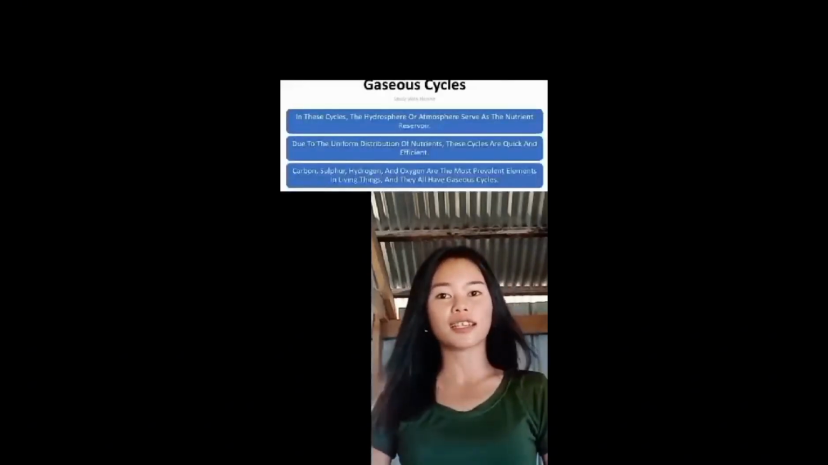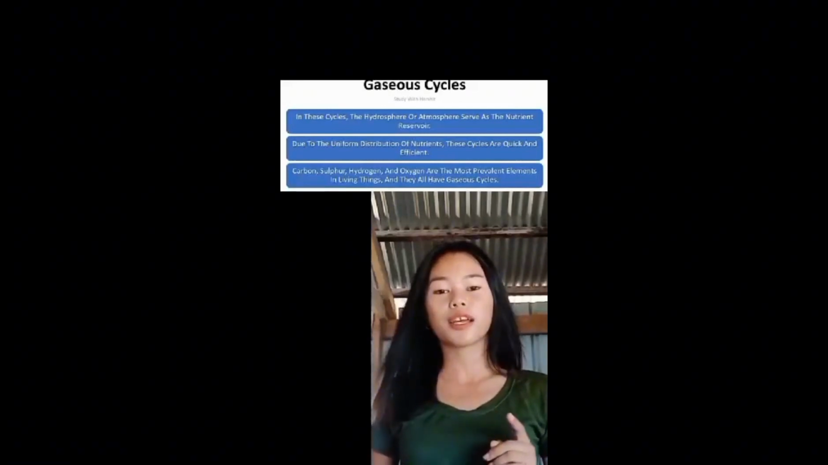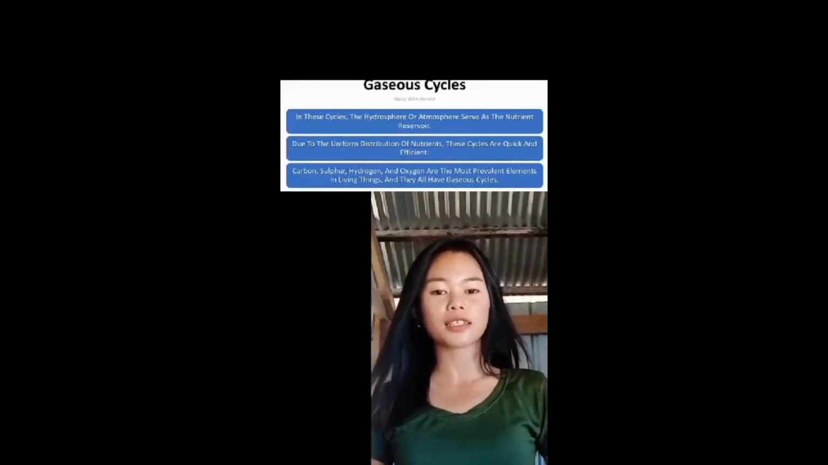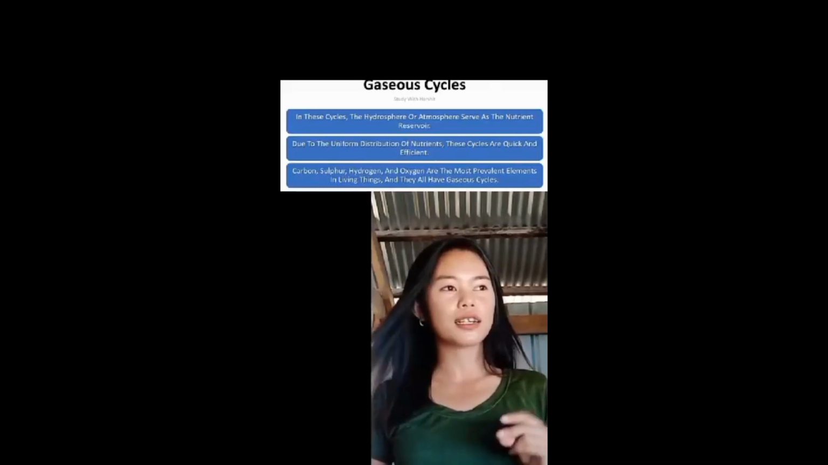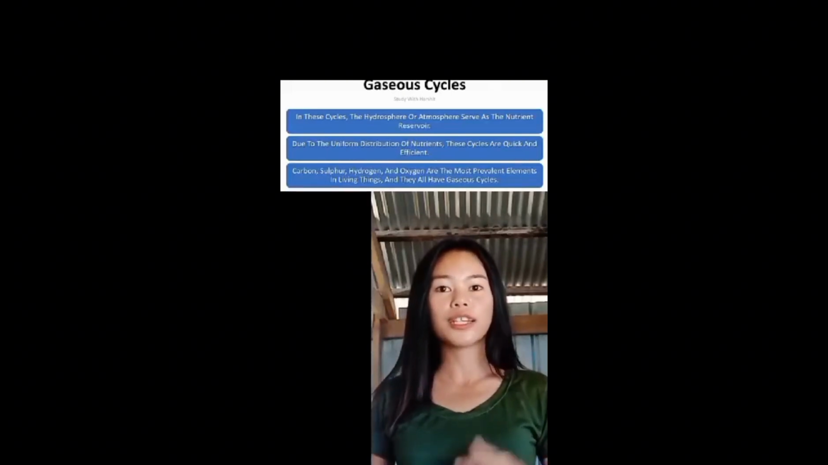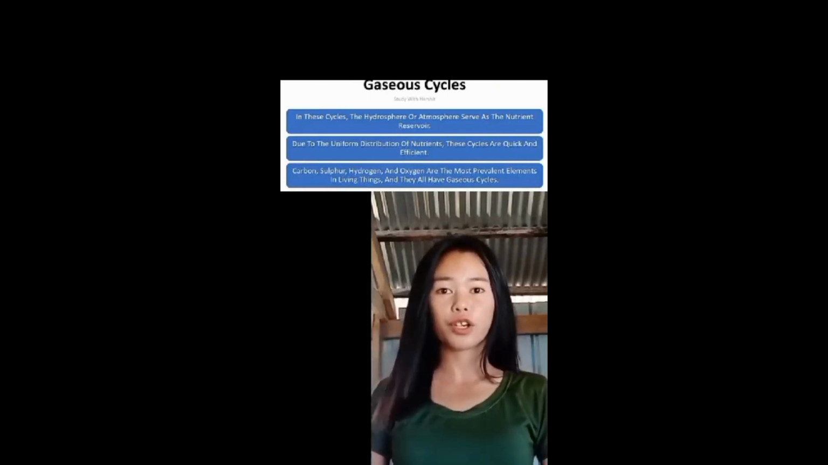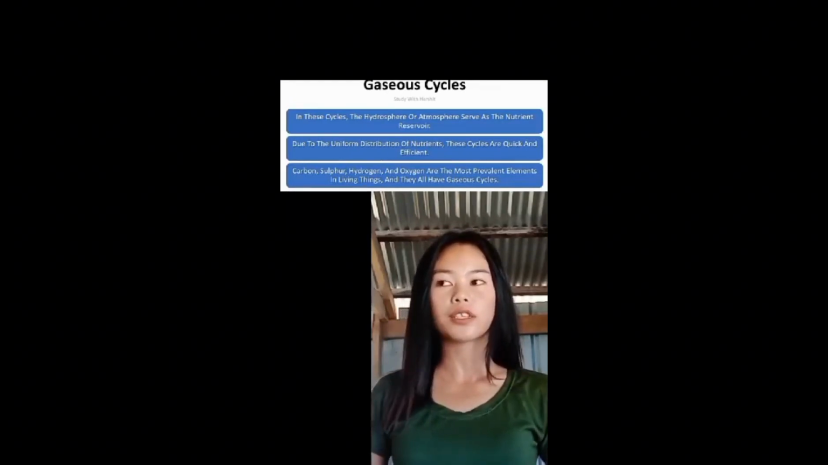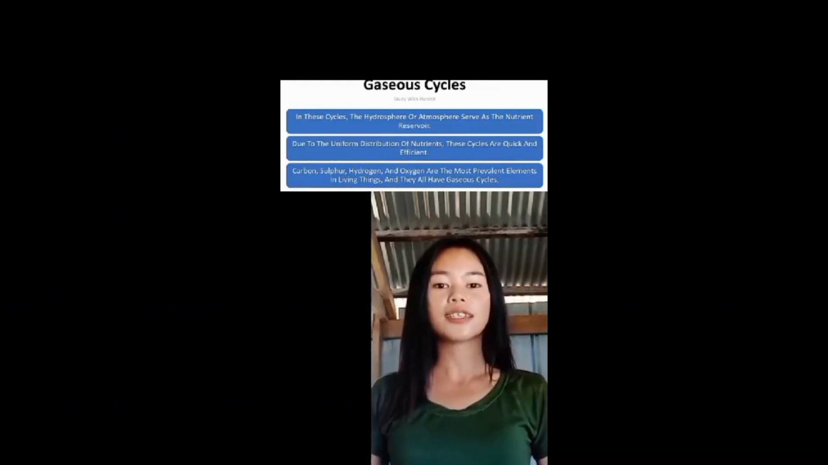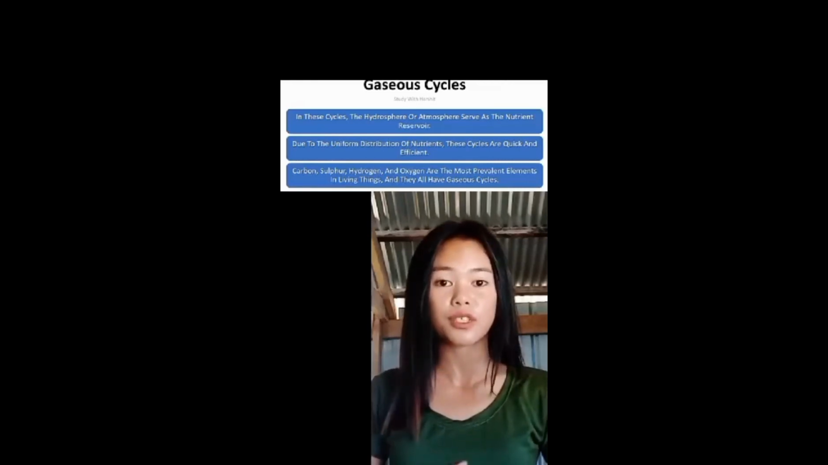I'm the reporter of the two cycles, which are the gaseous cycles and the sedimentary cycles. In the gaseous cycle, the hydrosphere and the atmosphere serve as the reservoir of nutrients. Due to the uniform distribution of nutrients, it is a cycle. Carbon, sulfur, hydrogen, and oxygen are the most prevalent elements in living things. These are the elements in the gaseous cycle.